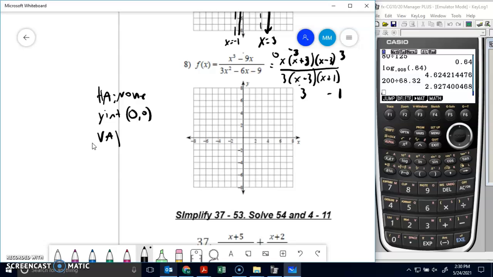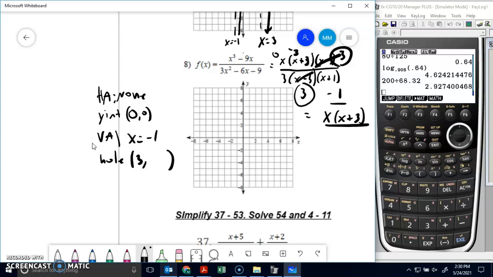Vertical asymptote. 3 is being shared, so the negative 1 is the only vertical asymptote. The hole is at 3. 3 comma what? Well, the reduced form of this would have an x plus 3, the x minus 3 is cancelled, over 3 and x plus 1. So when I plug 3 into this, that would give me 18 over 12, or 3 halves, 1.5. There's my hole. And then the x-intercepts are at 0, 0, already have that, and negative 3, the other 0 in the numerator. Now we need our oblique.